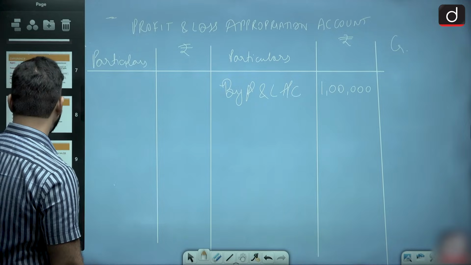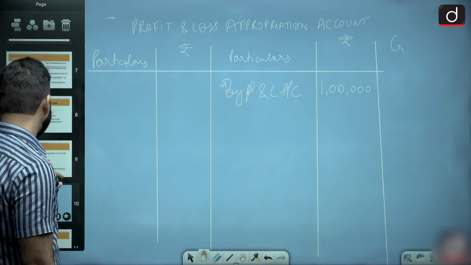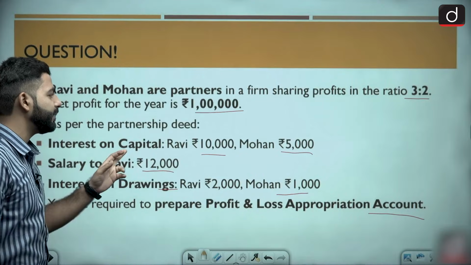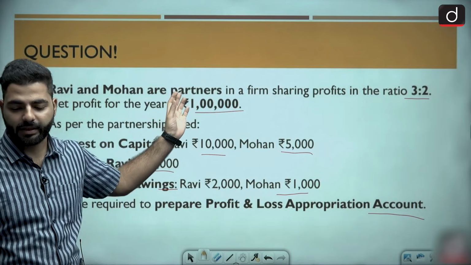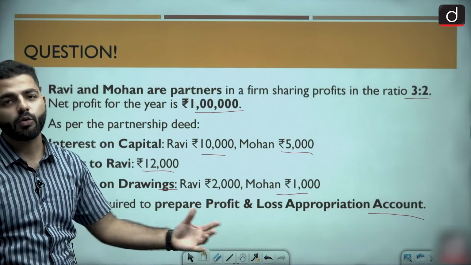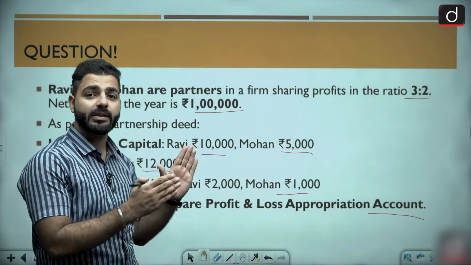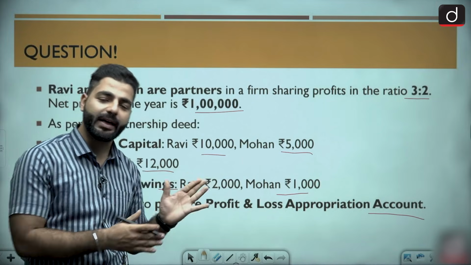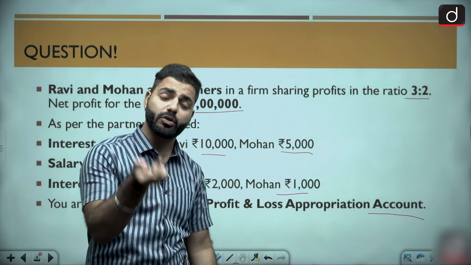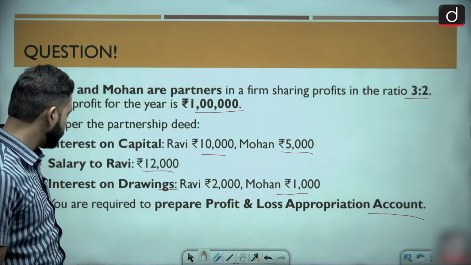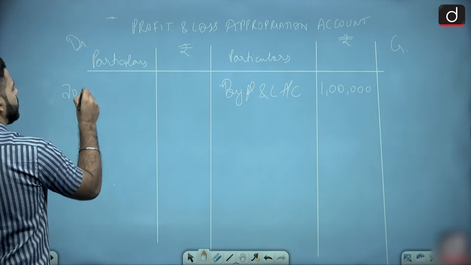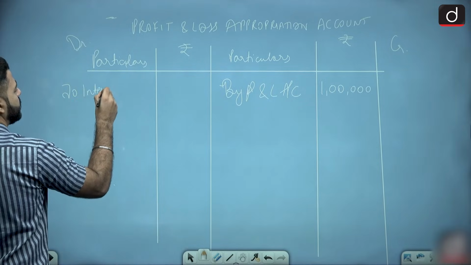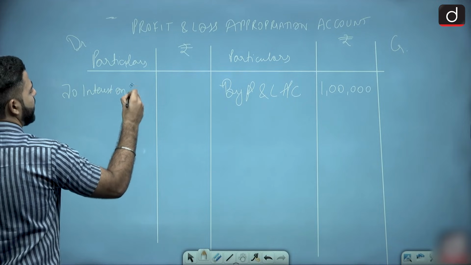Next, let us see the charges. First, we see interest on capital is Ravi 10,000, Mohan 5,000. So first we will write the interest on capital. All the expenses that the firm is incurring are shown in the debit side, and only the interest on drawing is shown on the credit side. I have told you that. So first you will write to interest on capital.